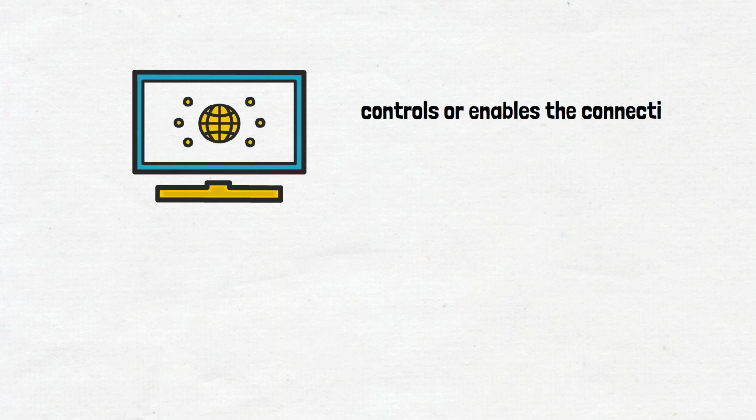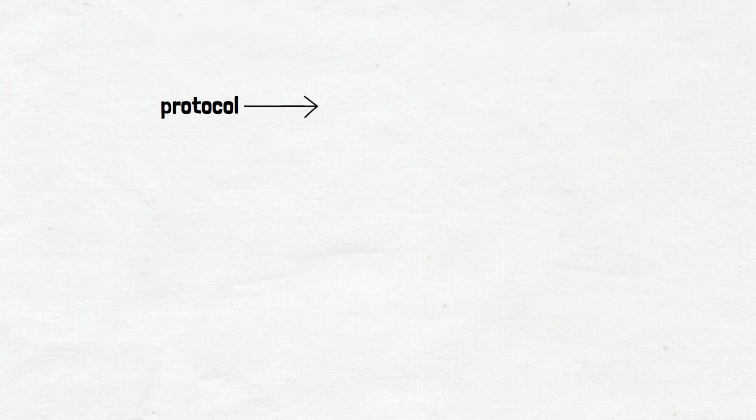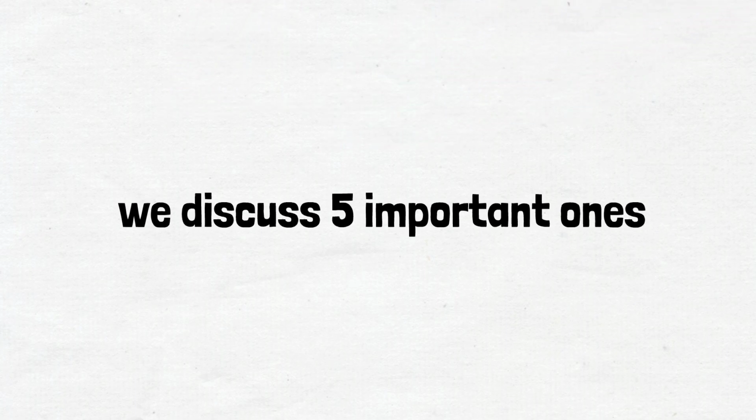In computing, a protocol is a convention or standard that controls or enables the connection, communication, and data transfer between computing endpoints. In its simplest form, a protocol can be defined as the rules governing the syntax, semantics, and synchronization of communication. There are many networking protocols, but here we discuss 5 important ones.